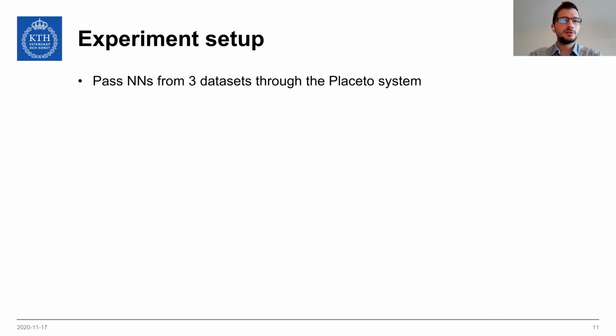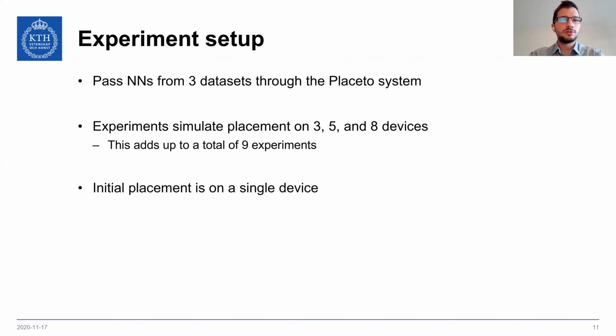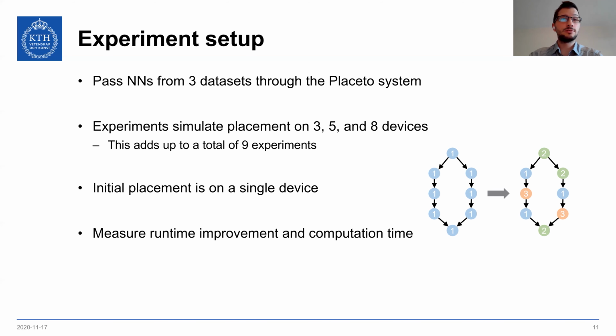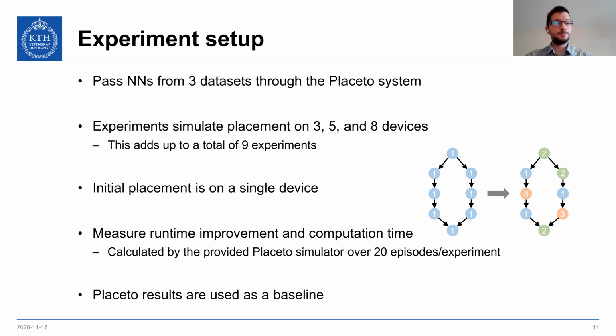We have 3 different data sets. We pass all of them through the system and repeat it for all architectures. We simulate placement on 3, 5, and 8 devices. The initial placement is on a single device, similar to what we see here. After the system has finished, we expect to see different placements, similar to what we see now. We measure execution time improvement compared to the initial placement as measured by the Placeto simulator. We also measure the computation time required by the system to reach the result. Finally, we use the results achieved by Placeto as a baseline.